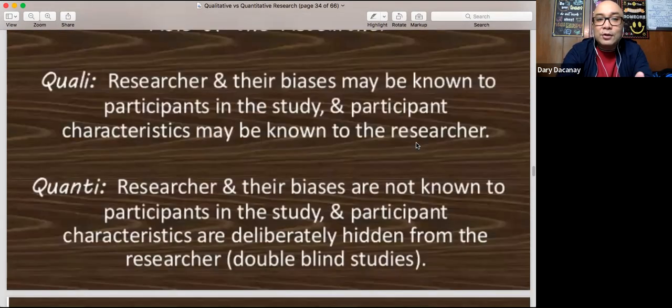In quantitative, the researcher and their biases are not known to the participants in the study, and participants' characteristics are deliberately hidden from the researcher. Double-blind studies. Meaning ito, very obvious in the quantitative, no? You can't be biased because you are all basing this on measurements and statistics. And the numbers and the statistics will not lie. Okay? Walang biases noon because it's very exact. Okay?